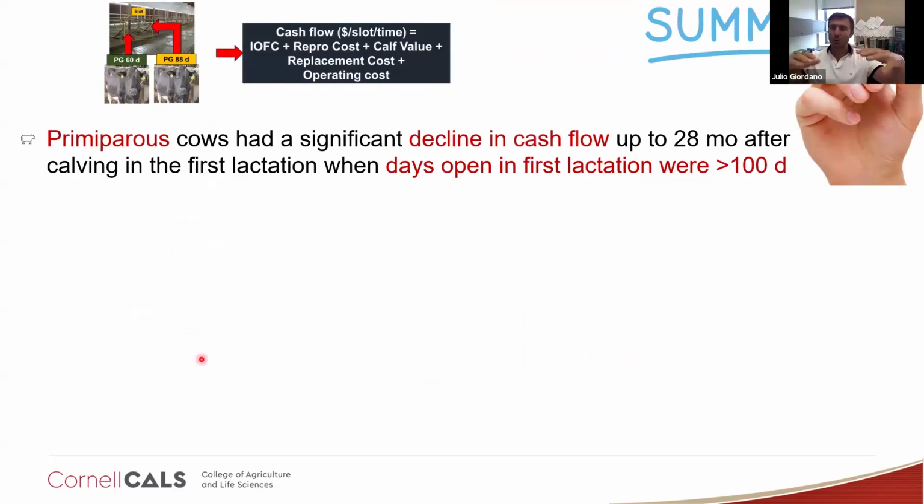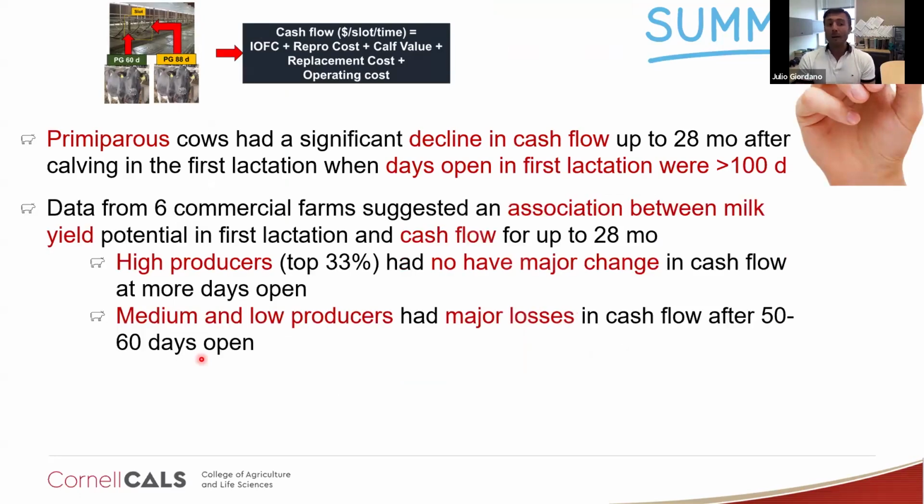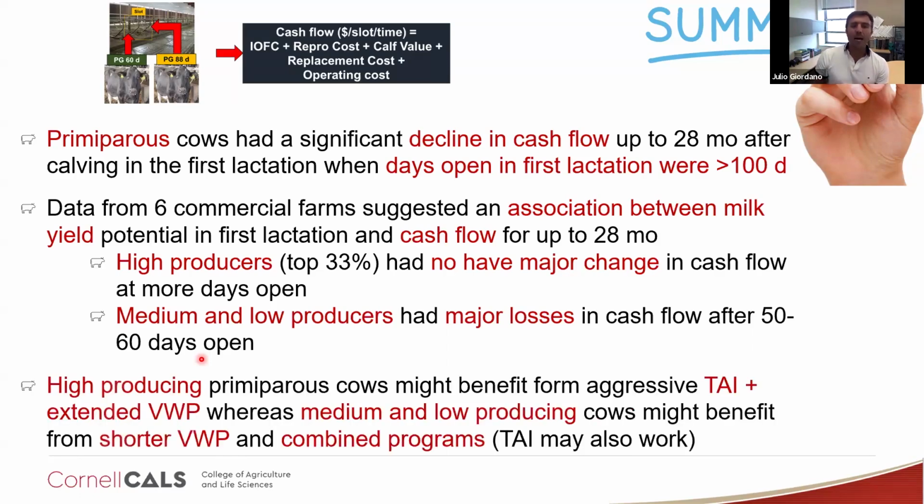For first lactation cows, when looking at cash flow over 28 months, it seems like the breaking point for the drop in profitability is 100 days open. There is variability depending on milk yield. The top producers show no major change as days open increase, whereas the medium and low producers go down. High producers might benefit from more aggressive Time AI programs with longer voluntary waiting periods, whereas the medium and low groups would benefit from the other strategies, the ones that have shorter voluntary waiting periods and combined programs.